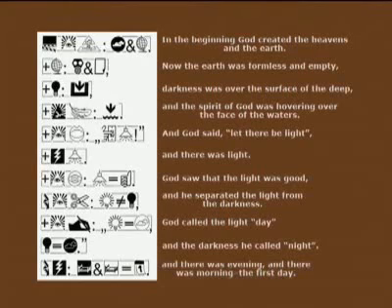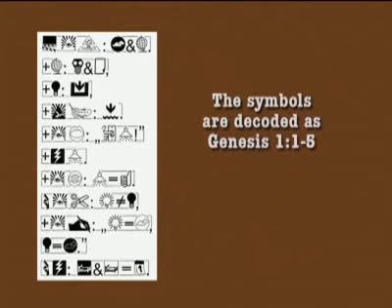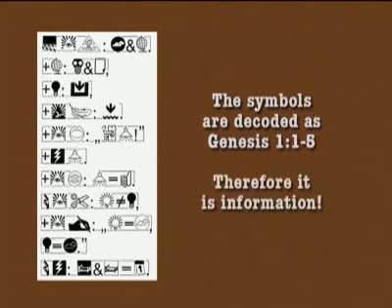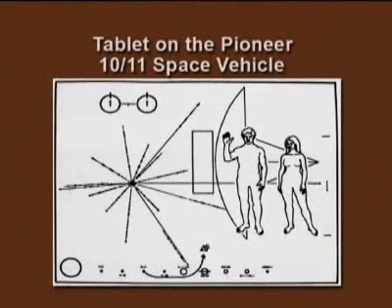You see, there's a special code system, and we can translate the complete Bible in this way. So therefore we can say, in this example, we are inside of the definition domain. Let me give another example. Here you see a tablet on the Pioneer space vehicle with this picture. Is it information or not?